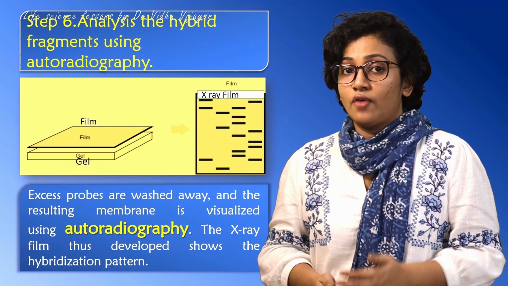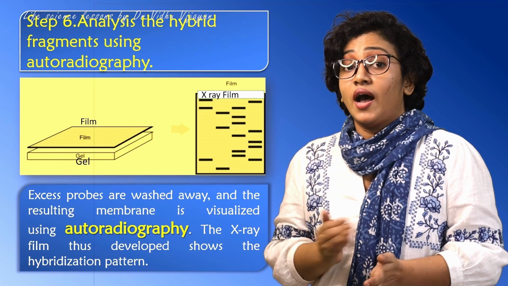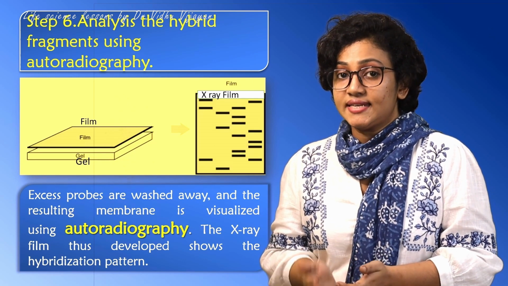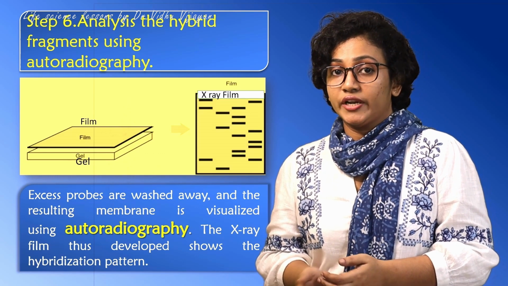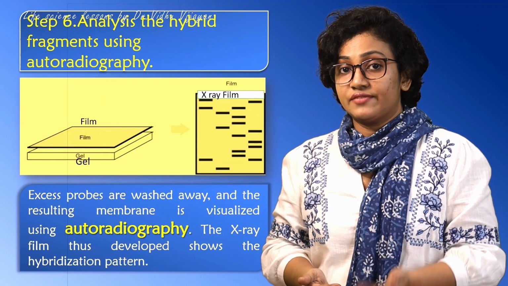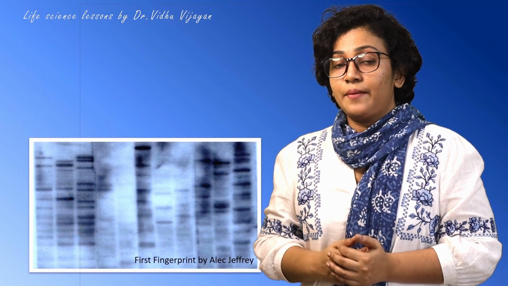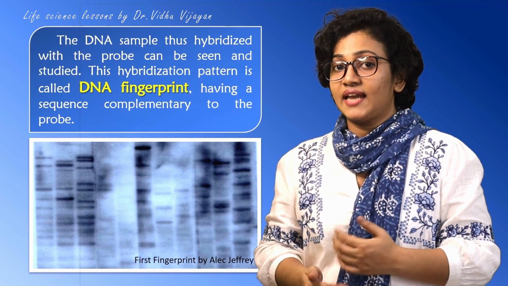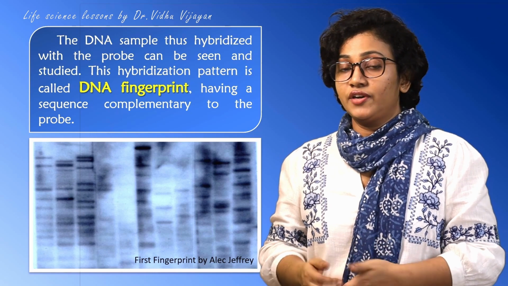Step 6 is the analysis of these hybrid fragments using autoradiography. After probing, the excess probes are washed away and the resulting membrane is visualized using autoradiography. The X-ray film thus developed shows the hybridization pattern. The DNA sample hybridized with the specific probe can be seen and studied. This hybridization pattern is called DNA fingerprint.